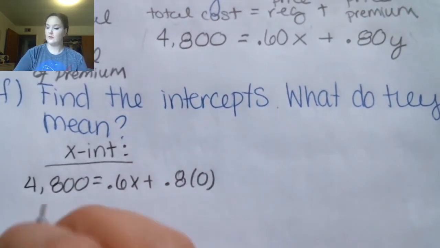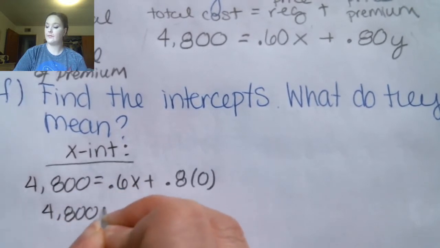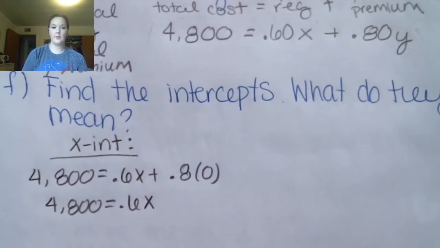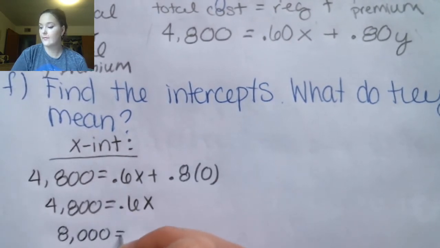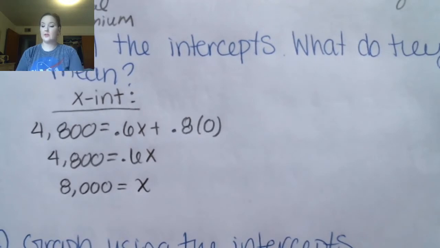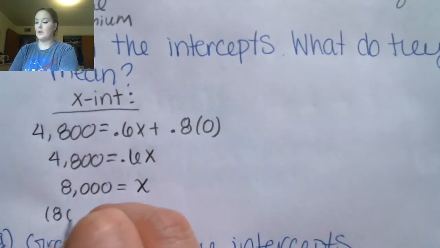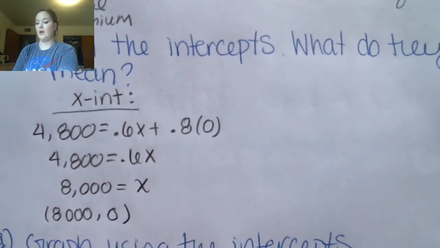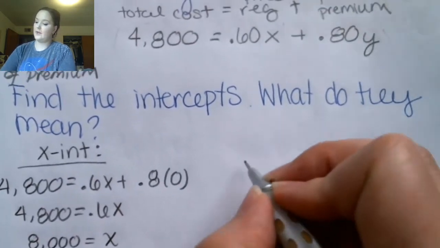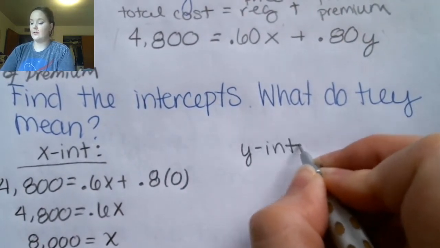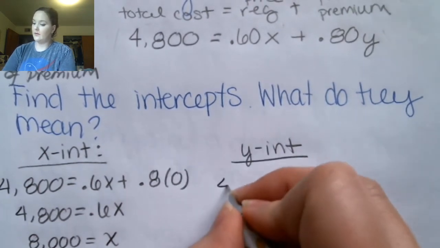So this would give us, and then we would divide by 0.6, to get 8,000. We're still going to write this as an ordered pair, even though we're talking about a word problem. The intercept is always an ordered pair. And then we'll do the same for the y-intercept. We'll let x be 0.